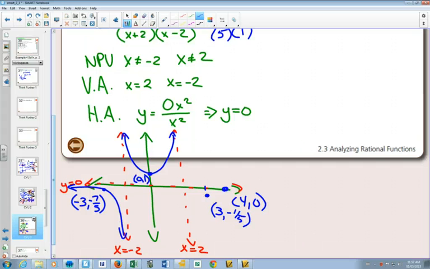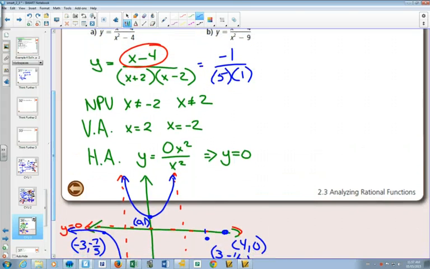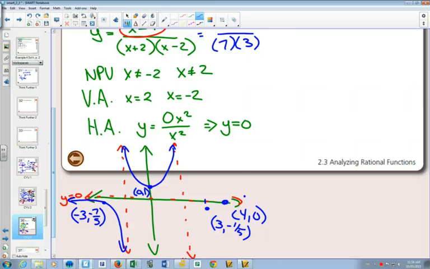And when I plug a value bigger than 4, when I plug in 5, 5 minus 4 is 1. 5 plus 2 is 7. 5 minus 2 is 3. I get 1 over 21. And so what's going to happen is this graph is going to go through and then approach my asymptote afterwards.